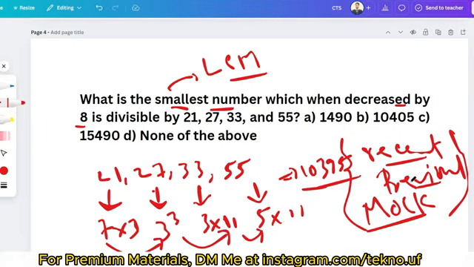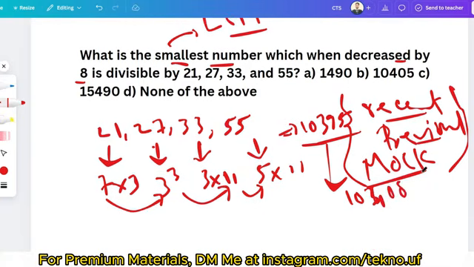It is told that we have to decrease this number by 8 so that it will be divisible by all these numbers. So what is the number from the options? No options are available. So what could be the answer? That is 408. Sorry, not 8.